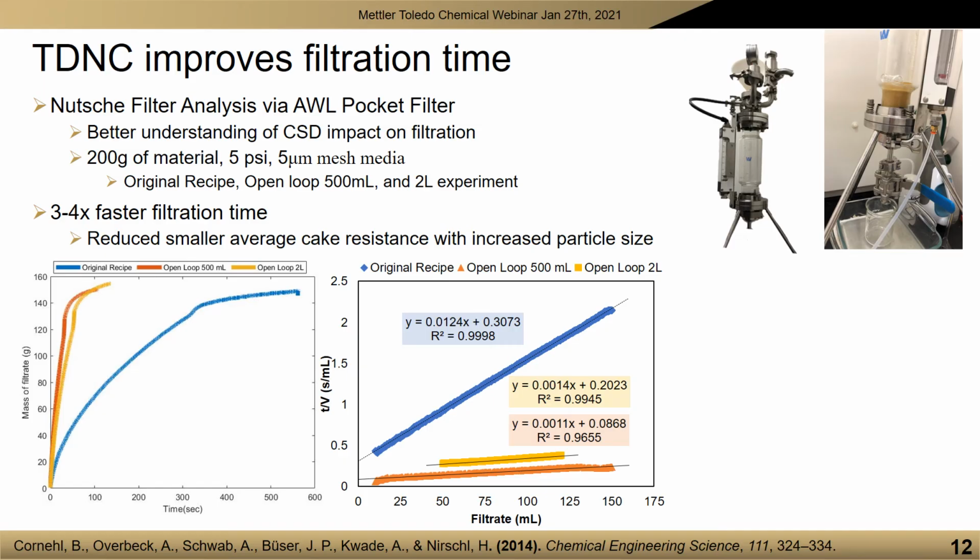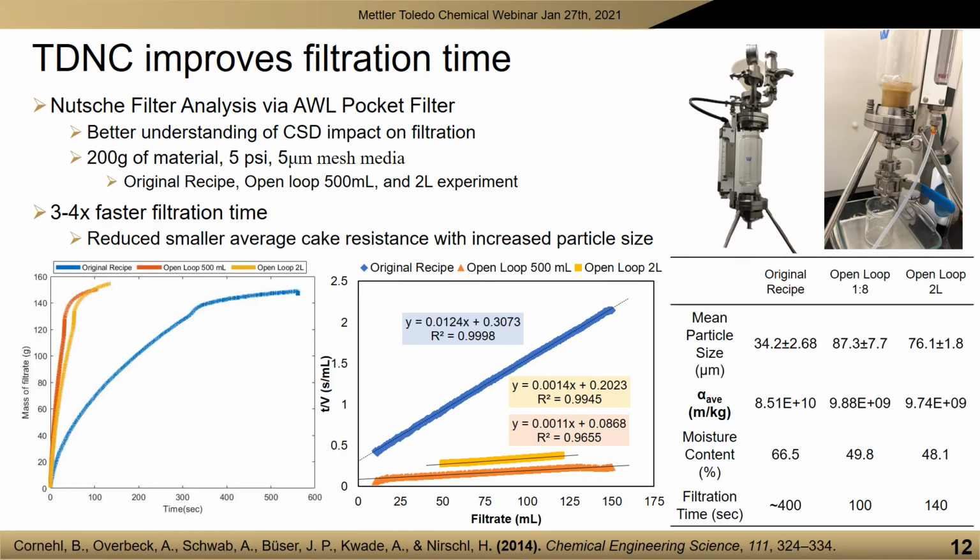It's actually to demonstrate that this QBC method can decrease filtration time. With the use of AWL's pocket filter, we can standardize the filtration method across various experimental conditions. With the direct comparison of the original recipe, the open-loop small-scale experiment, and the open-loop large-scale experiment, we can see the filtration over time plots.